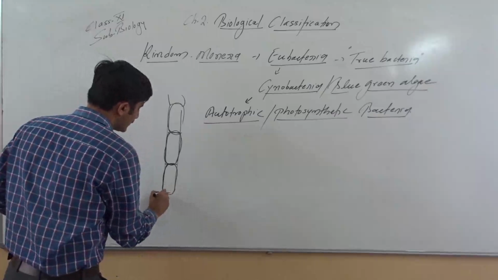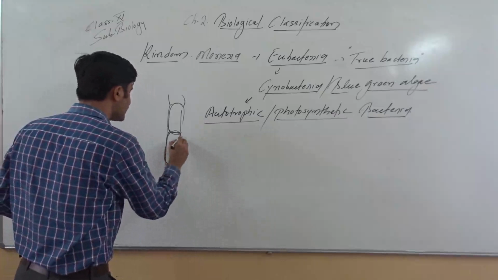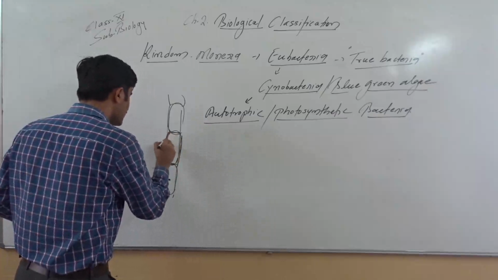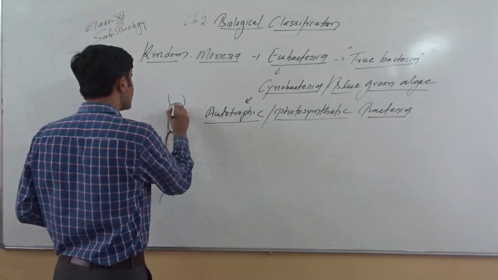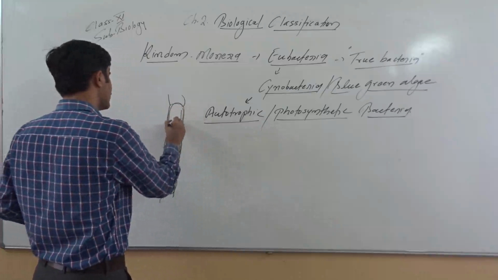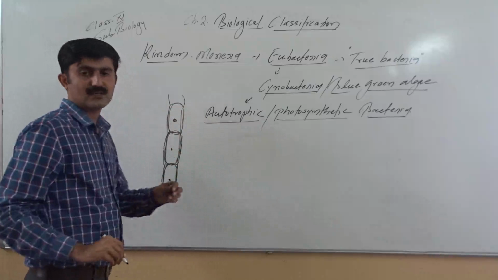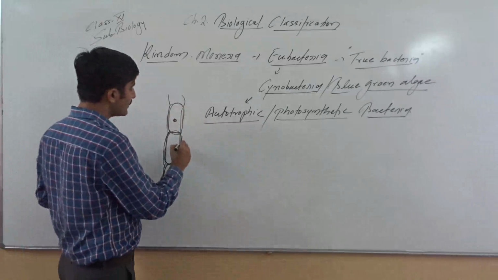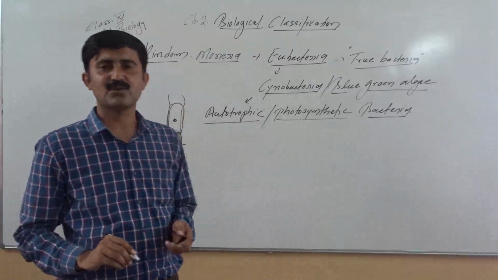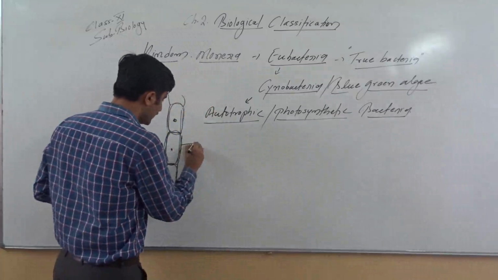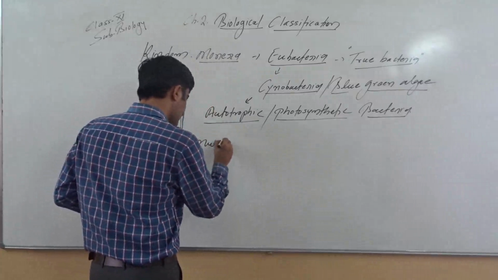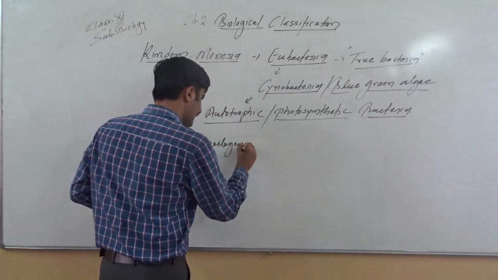They have a slimy layer over it. Okay, they are colonial, they make colonies. They are prokaryotes, so they are not multicellular. They are present as filaments, they are colonial, and there is a presence of a mucilaginous layer over them. So this is very important to remember. They are protected inside the mucilaginous layer.